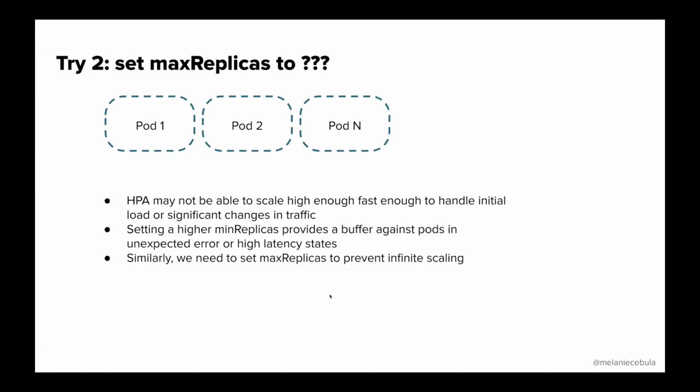And then there's a similar question. So we're talking about the bounds of HPA, min replicas and max replicas. So with max replicas, what do you set that to? HPA may not be able to scale high enough, fast enough for initial load, but we need to set max replicas similarly to prevent infinite scaling. If we don't set it and we have a runaway pod, you can definitely destroy your entire cluster if you don't put some limits in place.